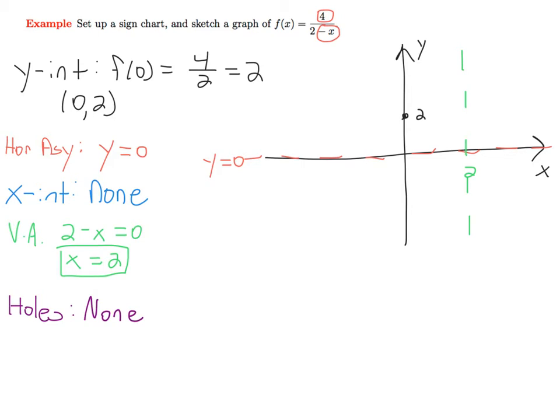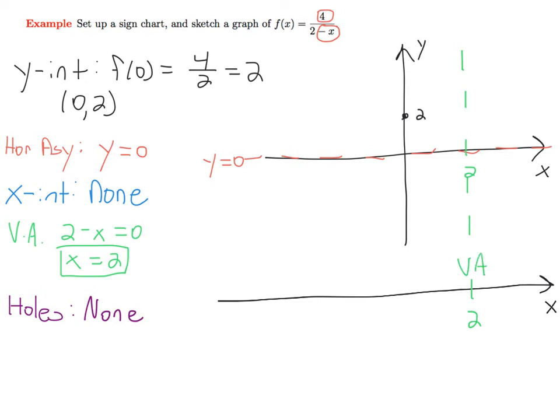So our skeleton graph over here on the right, we've got the y-intercept reflected, we've got the horizontal asymptote reflected, we have the vertical asymptote shown, and we don't have any x-intercepts, and we don't have any holes. From this information, we can set up what we call a sign chart to fill in the skeleton graph above. For the sign chart, we're going to mark any x values where we have a vertical asymptote, which is at x equals 2.